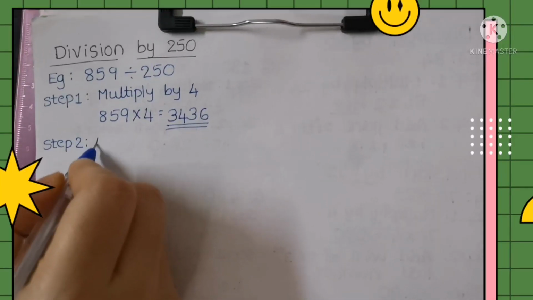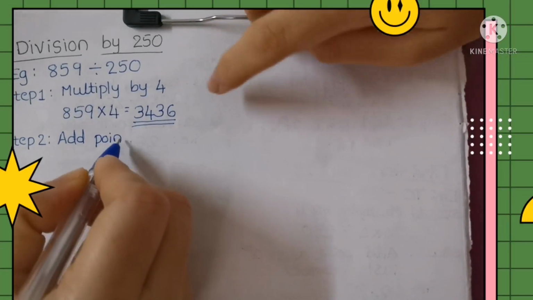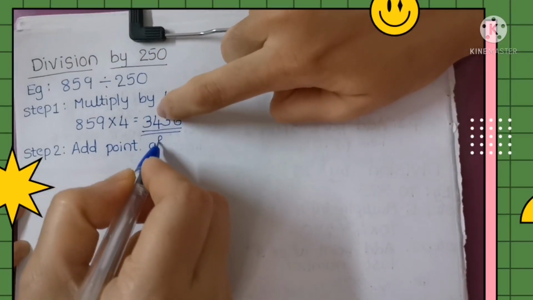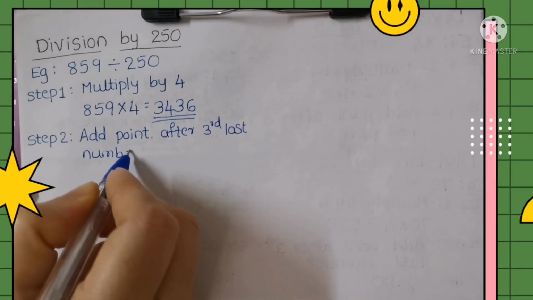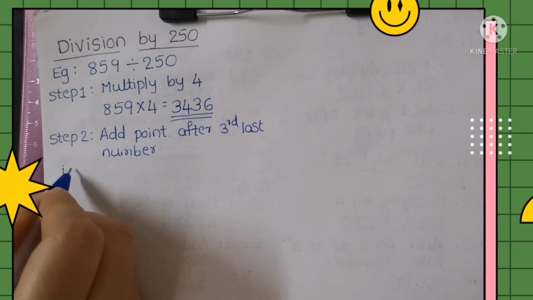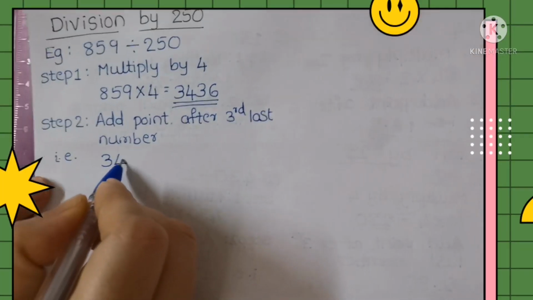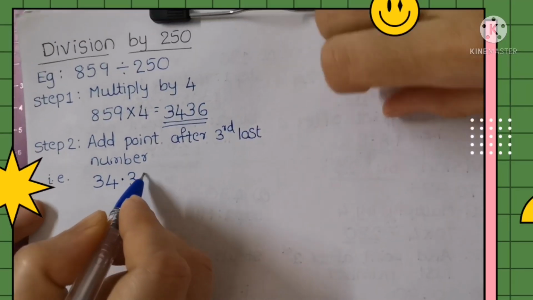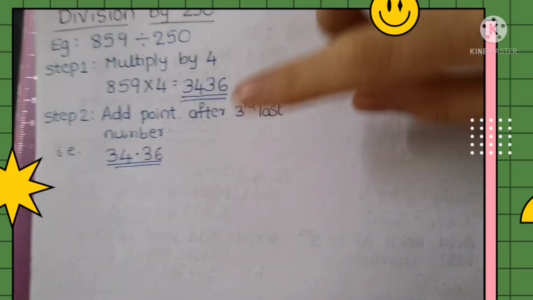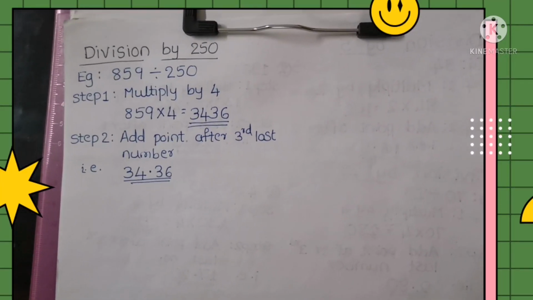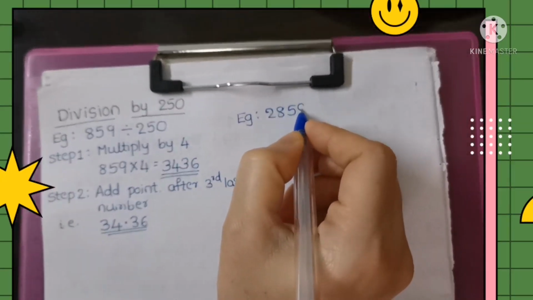So our next step is step number 2. We have to add a point after the third last number. Our third last number is 4. So we have to add a point after 4. In division by 25, we saw that we have to add a point after the second last number. But in this, we have to add a point after the third last number. So adding a point after the third last number, we get the answer as 34.36.